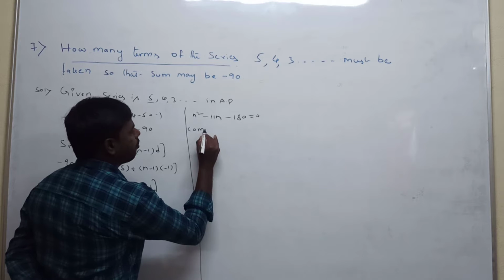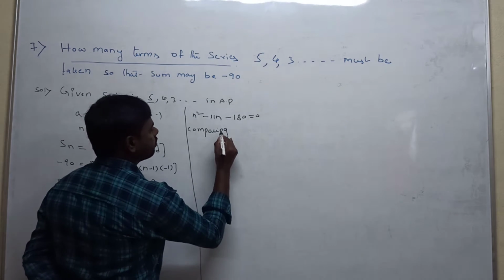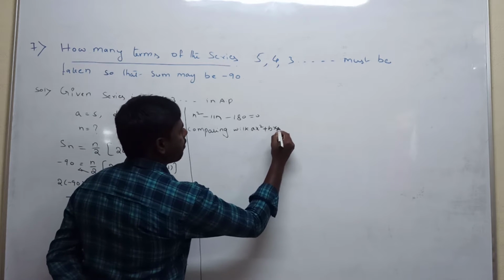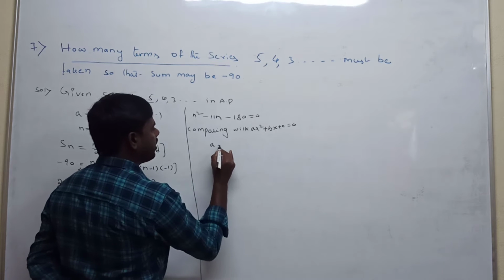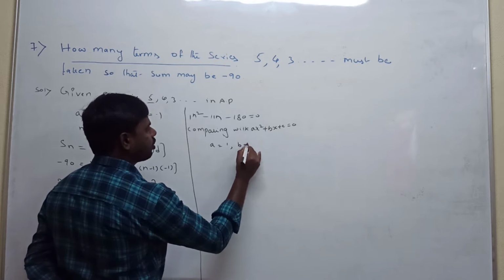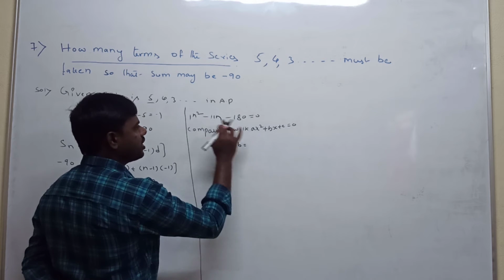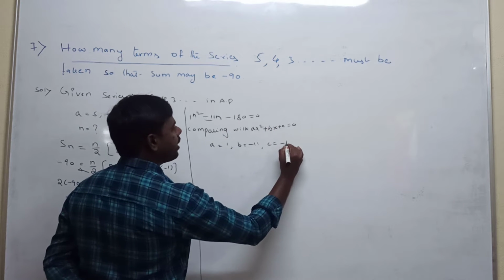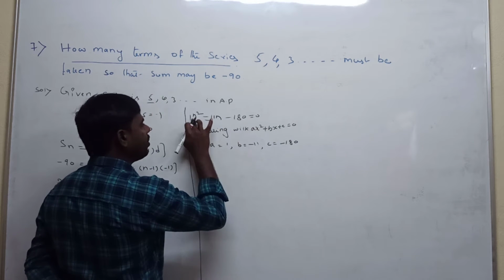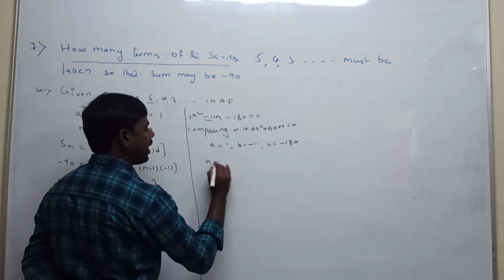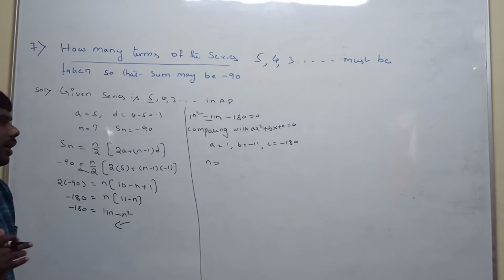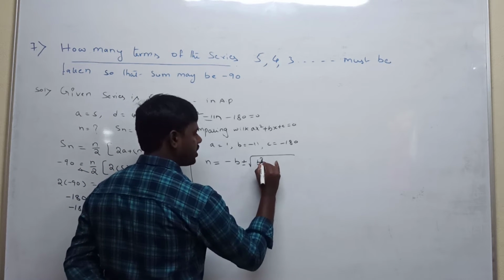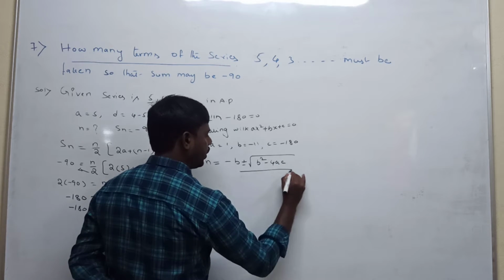Comparing with ax square plus bx plus c is equal to 0, here a is nothing but 1. Comparing both equations, in place of a the value is 1, in place of b it is minus 11, and in place of c the value is minus 180. The variable will be n, that's why we are calculating the n value. The quadratic equation formula is n is equal to minus b plus or minus square root of b square minus 4ac, divided by 2a.